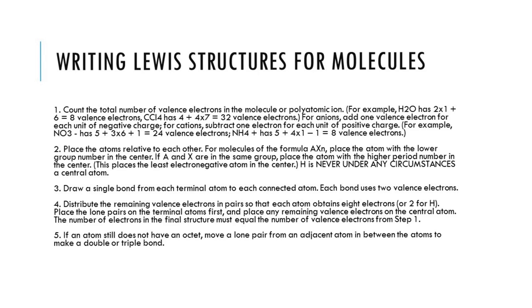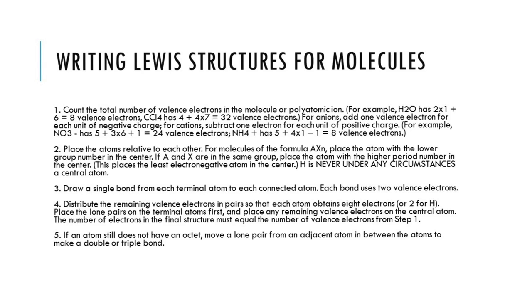To write the Lewis structure for a molecule, first you need to count the number of valence electrons in the molecule or polyatomic ion. For example, H2O has 1 electron for each H, plus the 6 from the oxygen, so 8 valence electrons. CCl4 has 4 from the carbon, and 4 times 7 from the chlorine, so it has 32 valence electrons.